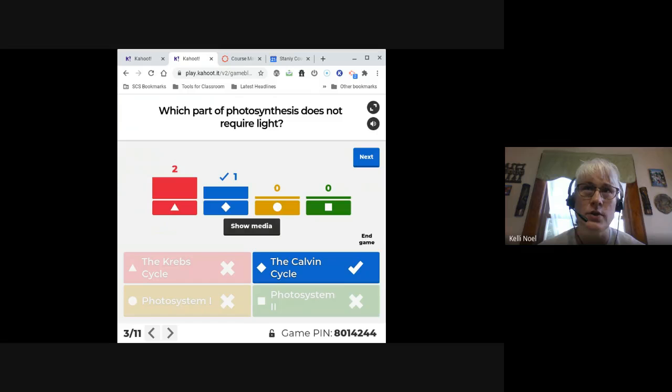We refer to it as just the dark or the light independent reaction.